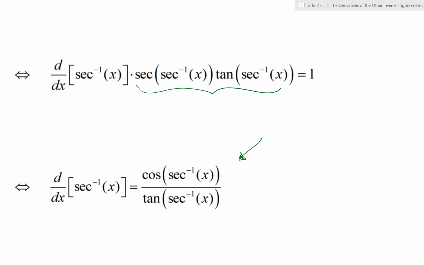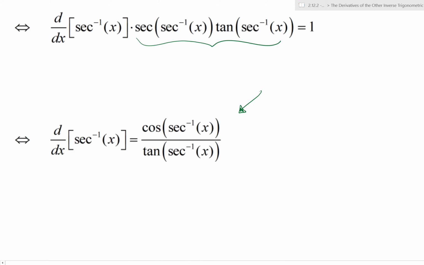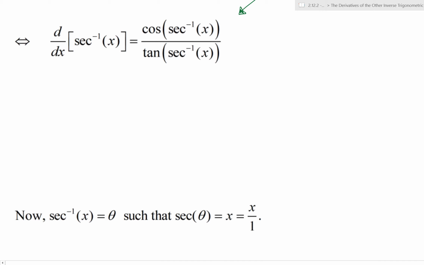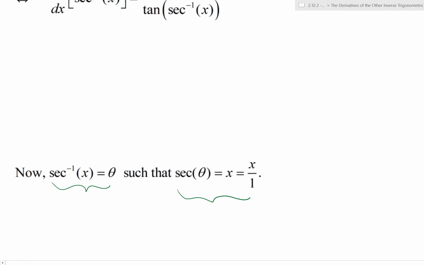The derivative of the secant inverse function is this ratio right over here, and we would like to clean that up so that we don't have trig functions evaluated at inverse trig functions. And to do so, we're going to go look at a triangle again. So, of course, secant inverse of x is this function such that we get this angle theta so that the secant of theta, that angle, is x, which of course is the same as x divided by 1.